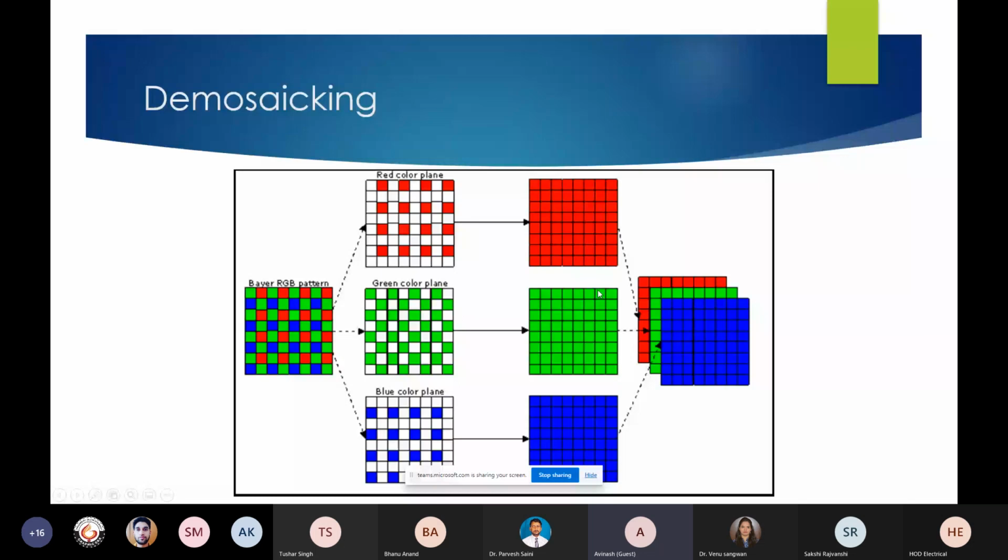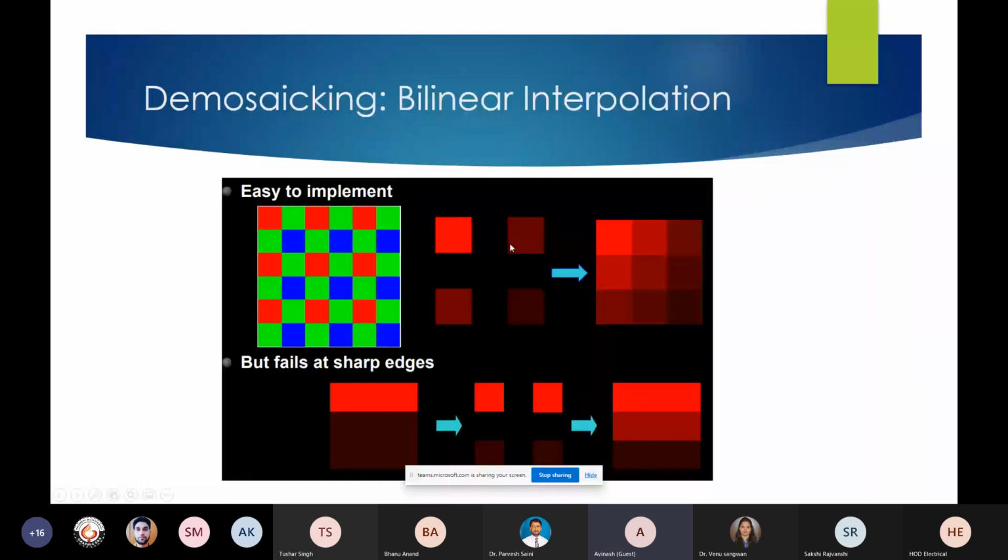One simplest way to do that would be some kind of bilinear interpolation, where, let's say it has the values of these two pixels here, it will just average out these two to get the value of this pixel. And same thing, it will average this and this to get this middle value. So you can see a sort of gradient that is introduced by bilinear interpolation.